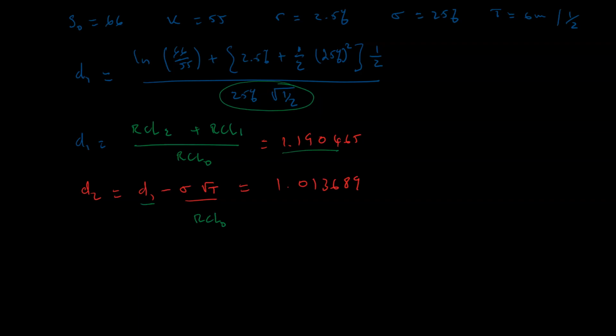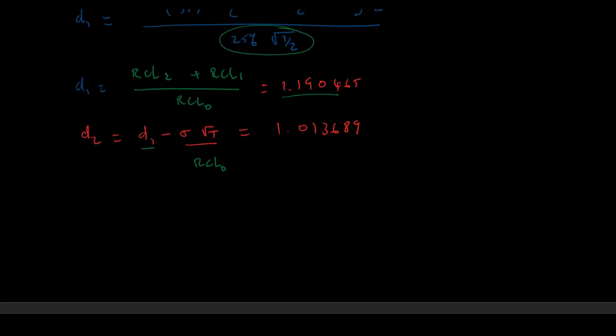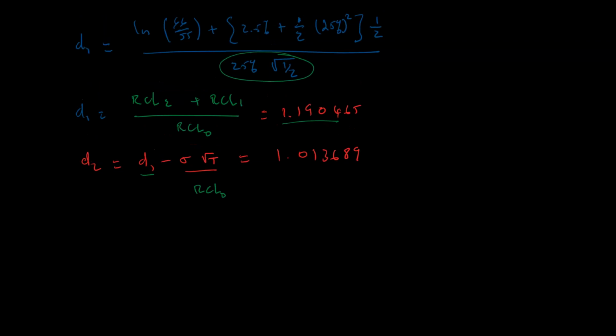Next, we need to find ND1 and ND2, and we're just going to read from the normal probability distribution. Because the table will not have exactly D1 and will not have exactly D2, we are essentially going to do interpolation. And so D1 is going to be that, which means that we're going to round up. If we round up, we are going to go to 1.2. And if we round down, we can round down to 1.